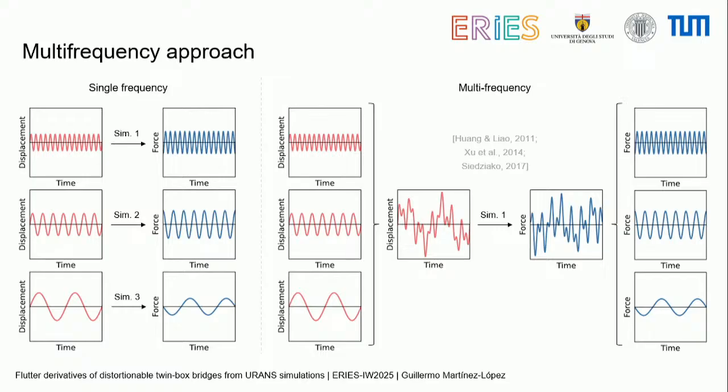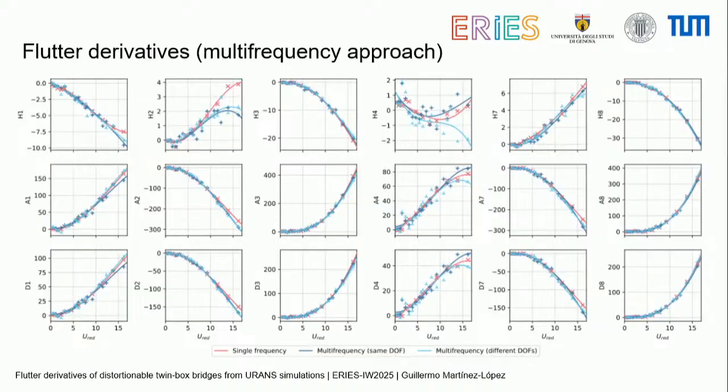So at the end, these are the results of this approach, where we are comparing single frequency in red, so that's the classical approach, with multi-frequency in both shades of blue. One is imposing the same frequency to all the degrees of freedom. The other one is imposing different frequencies to different degrees of freedom. And again, we see general agreement in the flutter derivatives.